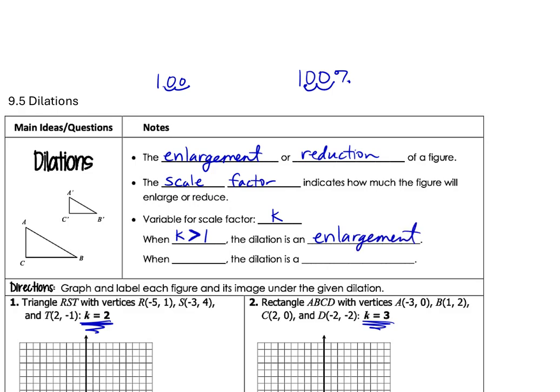But if your K value, and you know what, I'm going to write this differently than she does. She says if K is less than 1, but negative numbers don't apply. So I'm going to say if it's between 0 and 1. In other words, it's some fraction that is less than 1, right? So a fraction of something. If you think of a fraction of my hand, it's going to shrink my hand down, right? So that's going to be a reduction.